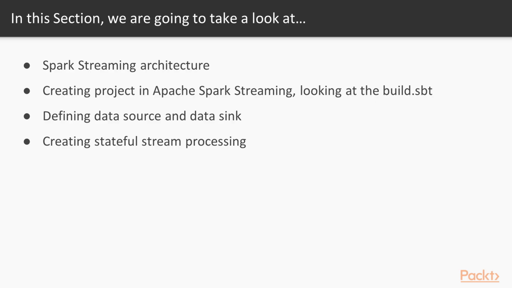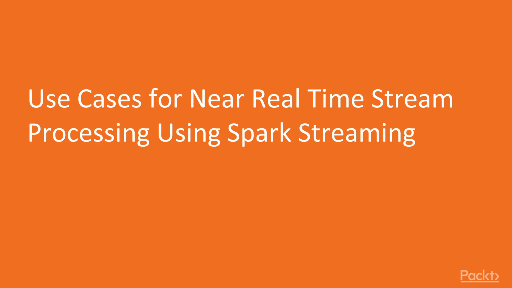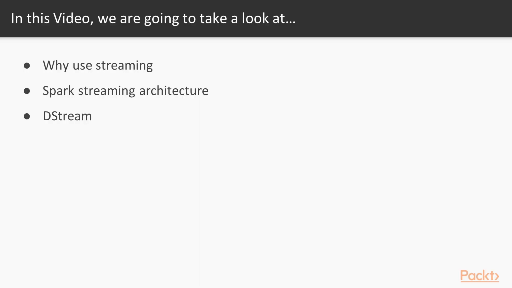In this section, we'll be looking at the Spark Streaming architecture, we'll be creating a project in Apache Spark Streaming, defining a data source and data sink, and creating stateful stream processing. In this first video, I'll be covering the use cases and when we need to use real-time stream processing. So firstly, we will answer the question, why even use streaming? Then we'll be looking at the Spark Streaming architecture and at the DStream API.